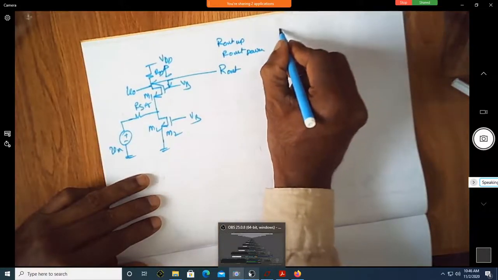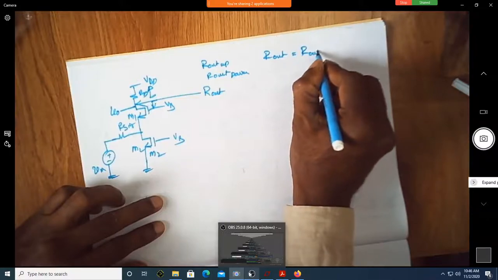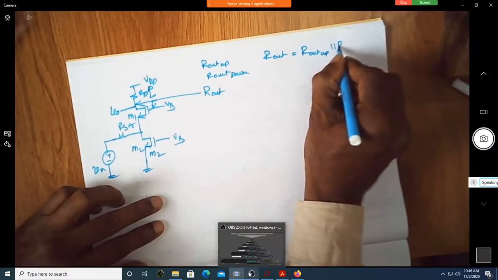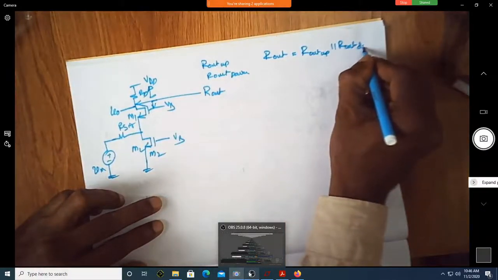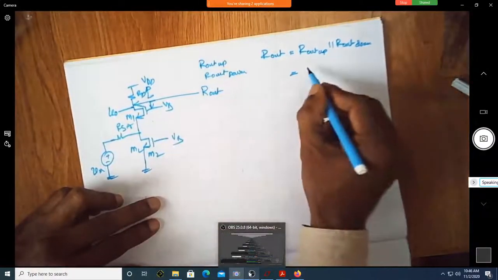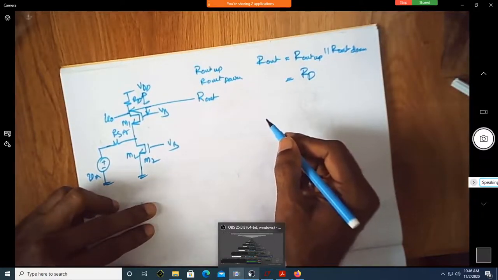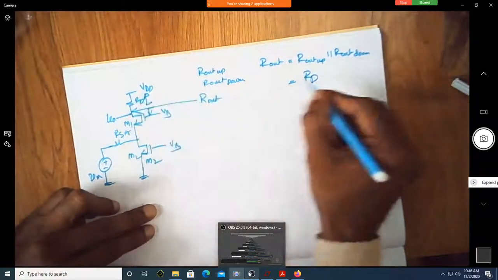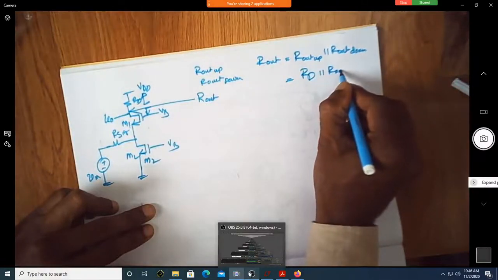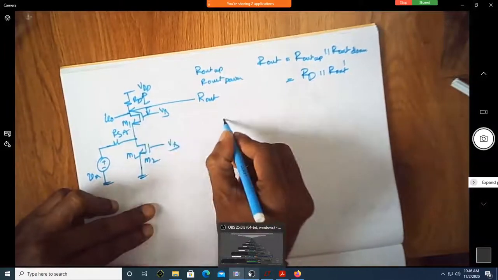So what is actually R out now? R out can be written as R out up in parallel with R out down, so that you can understand. What is R out looking up? Is it not RD? Shall I write looking down as R out dash? Let me name this as R out dash.